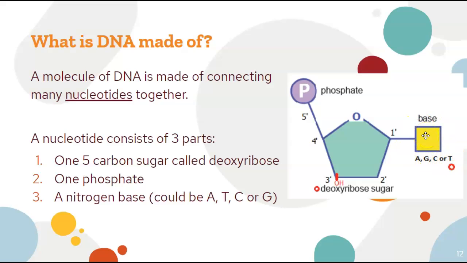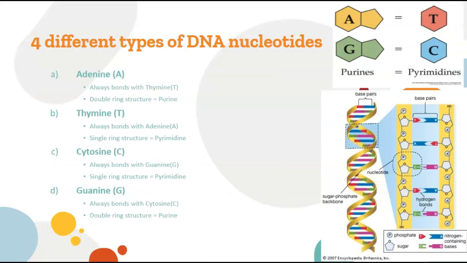But this base, there's 4 different bases, A, T, C, and G. So this whole thing right here is one nucleotide. And if we put a bunch of nucleotides together, we get a strand of DNA. So let's look at our nucleotides here.